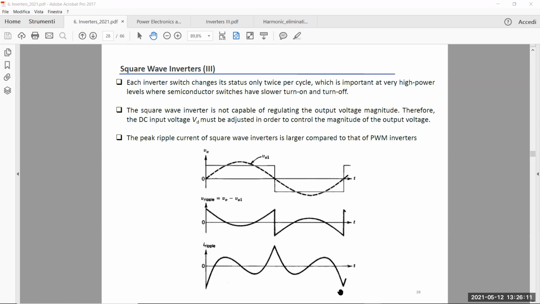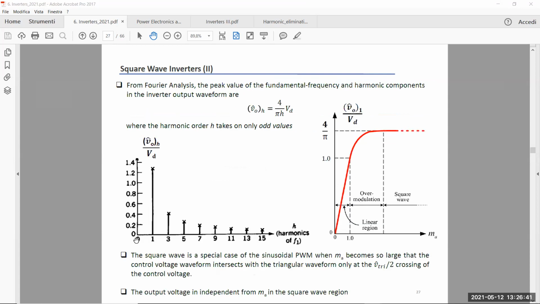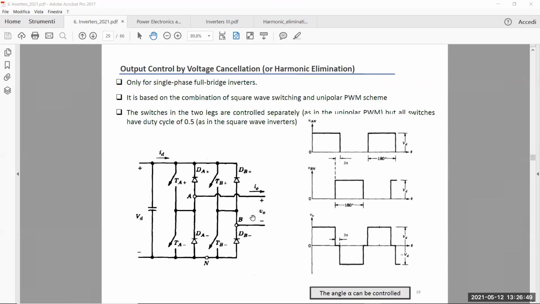The ripple here is much larger than what you can have in a pulse width modulator, in which the output voltage is made of several slices at frequency Fs. So there is a very large number of notches that divides this area into sub-intervals, providing you a very small ripple. This can be understood graphically by looking at the output spectrum, which is this one, populated by a large number of harmonics. So this is what happens for the square wave modulation.